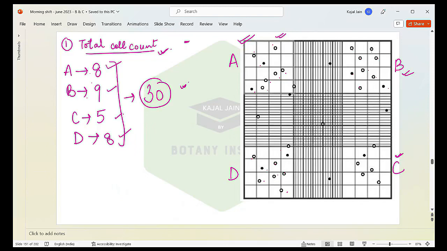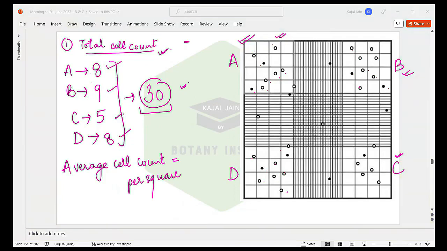Now, if I ask you what is the average count per square, we have 30 cells in the total complete cell count that we have done. What will be the average cell count per square? What will be the average cell count? How do we calculate the average?